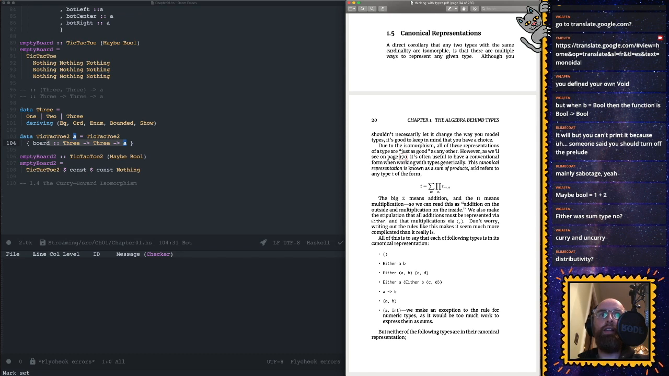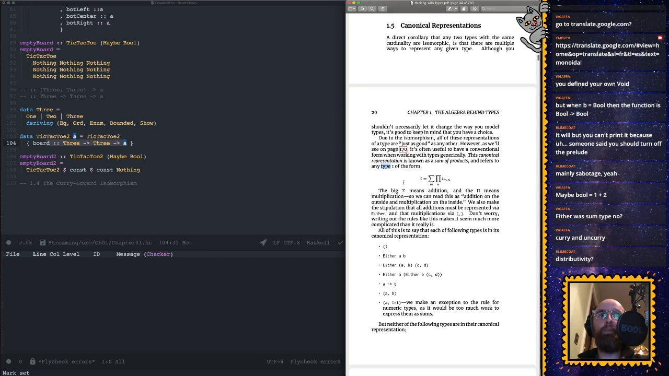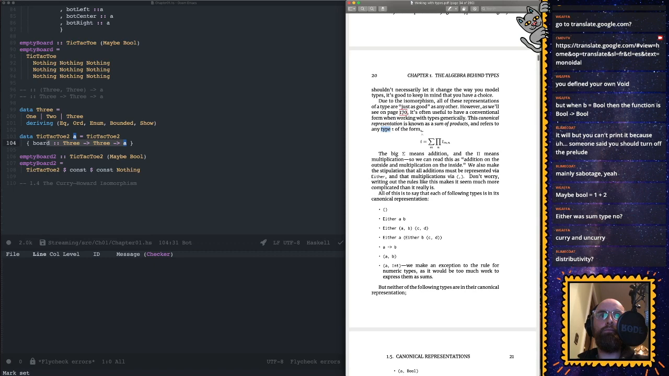Okay, this canonical representation is known as the sum of products and refers to any type of the form there. This one, I've seen this before.